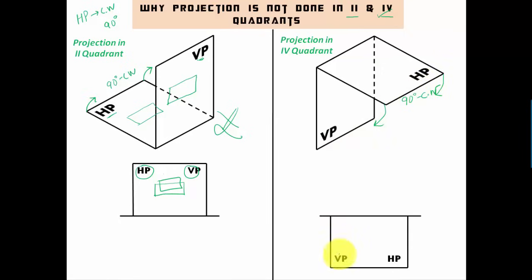The vertical plane over here and this horizontal plane, both of them appear as if they are below this XY line, or they overlap with each other. So if you have a front view over here, let's say this is the front view and this over here is the top view, both of them are going to overlap with each other below this XY line, and it's going to get very difficult to understand which portion represents the front view and which portion represents the top view. Hence, in order to avoid this confusion, projection is absolutely not recommended in the fourth quadrant. That's why first and third angle projection systems are so popular.